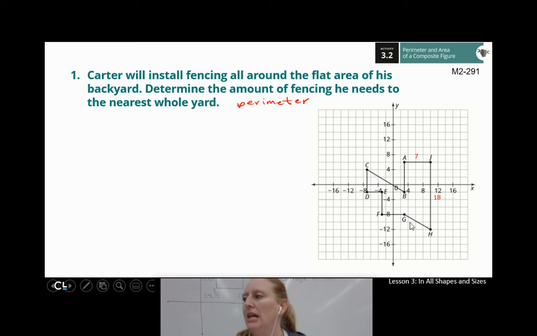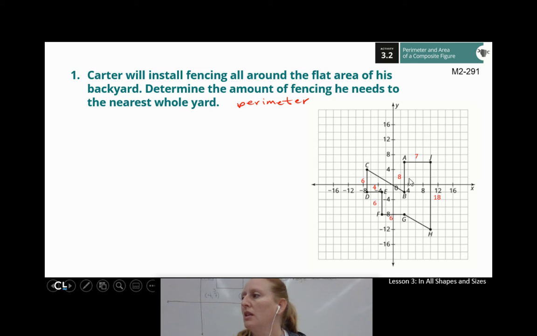I'm going to come back to GH in a little bit because that's slanty. Anything that's slanted, we know we're going to need to use distance formula. I'm going to do the flat guys first. FG, so 1, 2, 3, 4, 5, 6. All right. 2, 4, 6 for EF. 1, 2, 3, 4 for DE, and 2, 4, 6 for CD. Oh, another slanted one. I'm going to have to use distance formula for that one too. So we'll come back to CB. In the meantime, AB 2, 4, 6, 8. That has a length of 8.